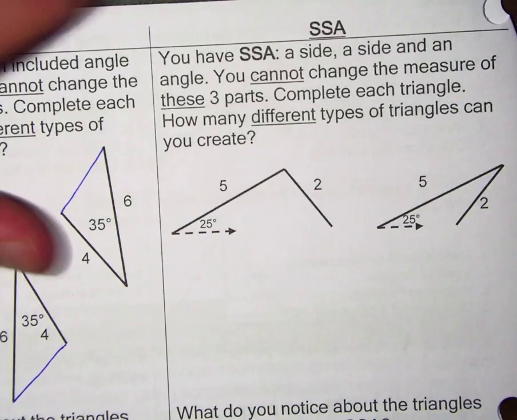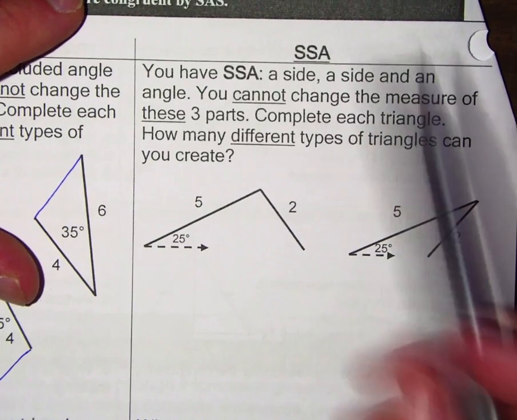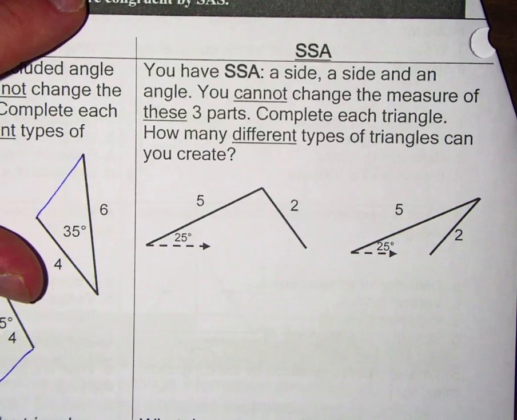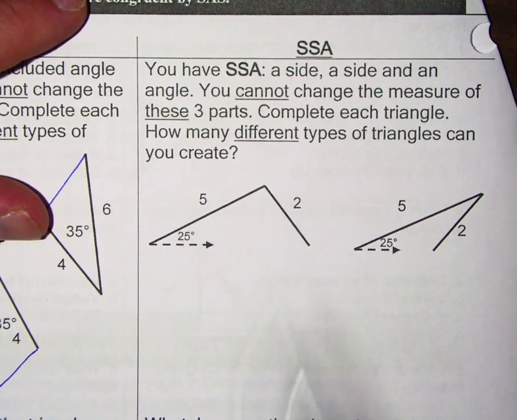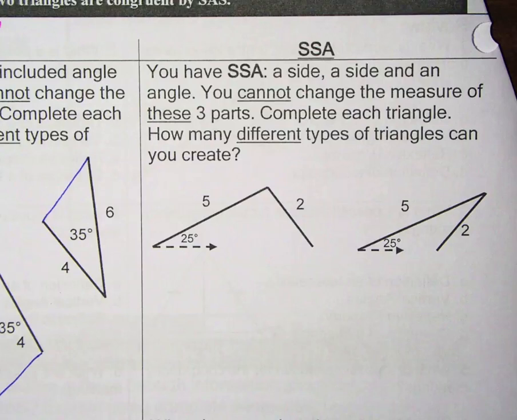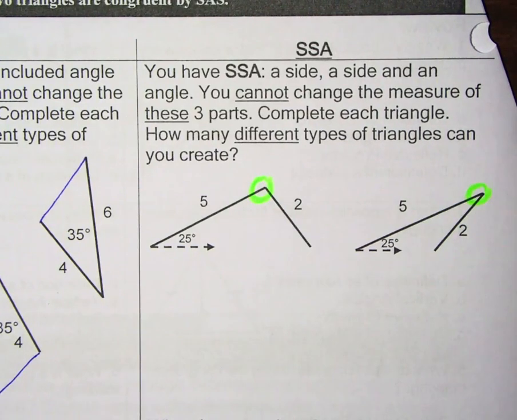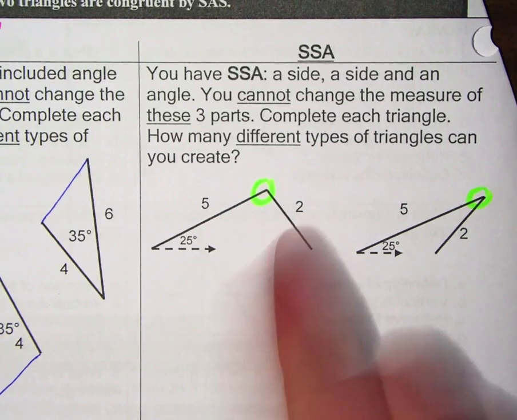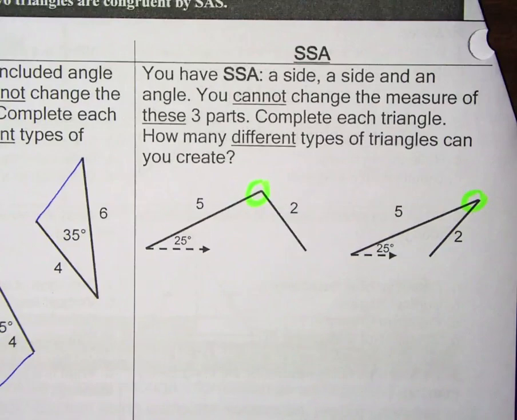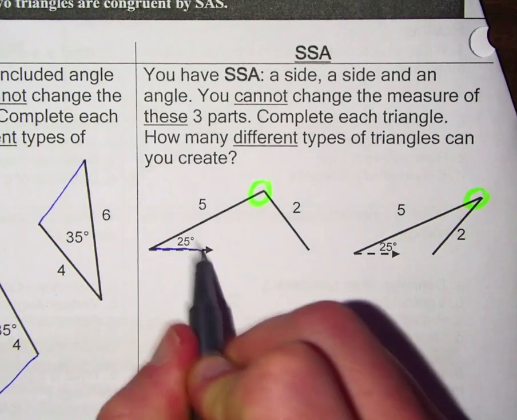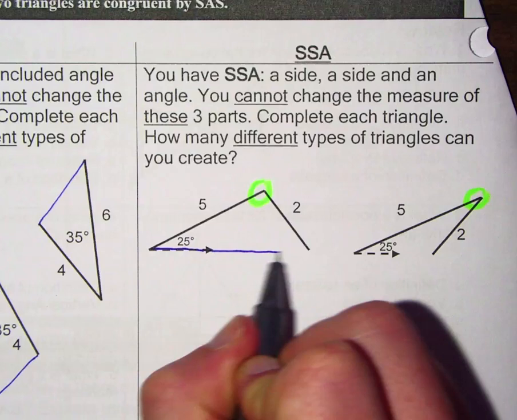Let's see if that's true up here for side, side, angle. Notice the angle is not included in between the two sides. Now, I can't change any of these. The only thing I actually could change in this situation is this angle right here. That's okay. I could change that angle, but I can't change this side length or this side length or that angle. So if I complete this triangle, I can't change this angle, so I have to stretch out this side right there.